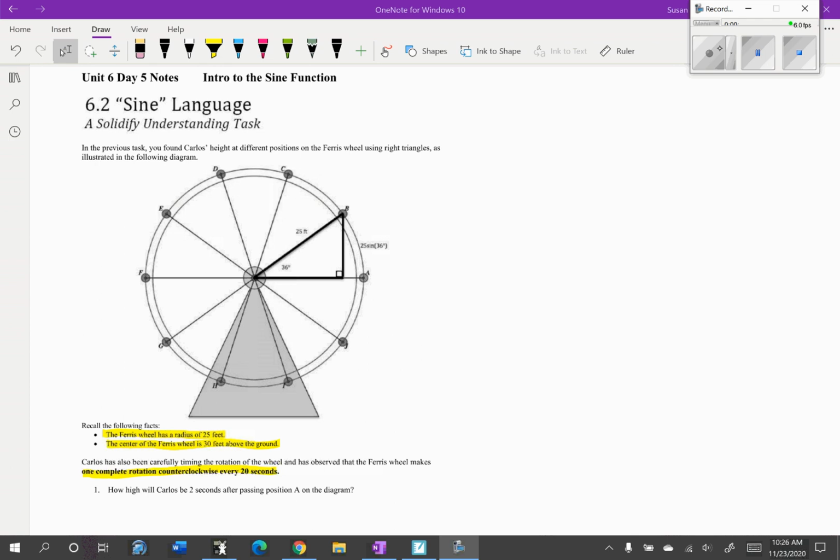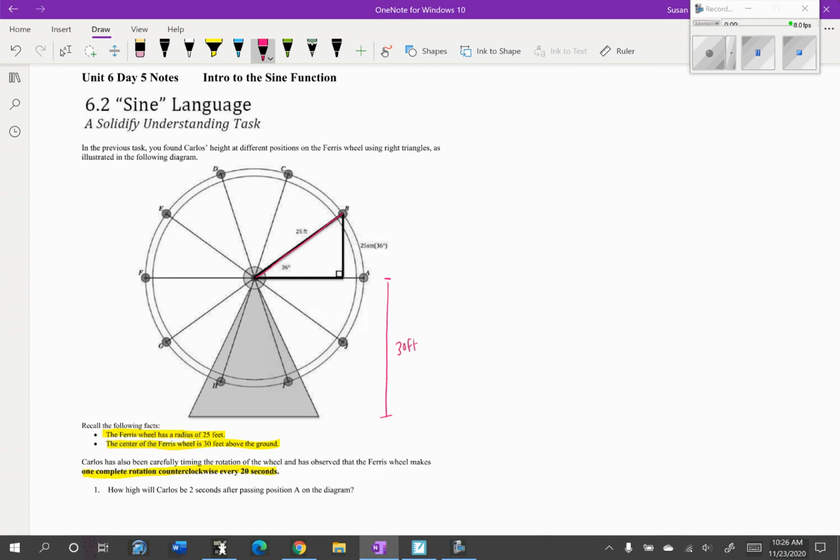All right, so this is the intro to the sine function. Recall that in the previous task, we found Carlos's height at different positions on the Ferris wheel using right triangles as illustrated in the following diagram. Remember we said that the radius of the wheel was 25 feet, and the center to the ground is 30 feet, so that was this distance from here to here.